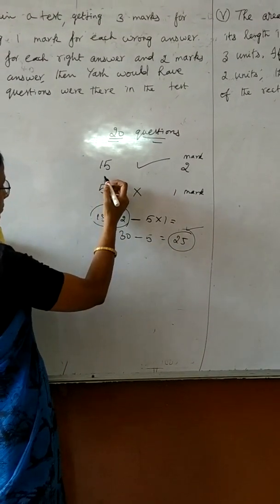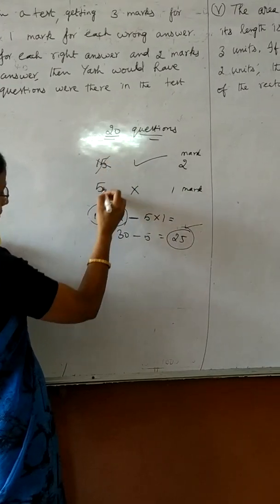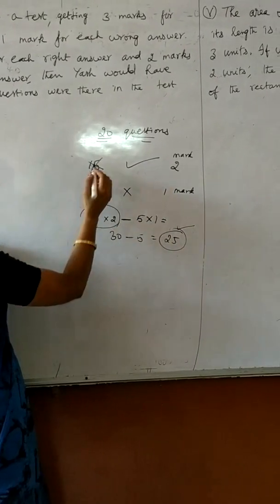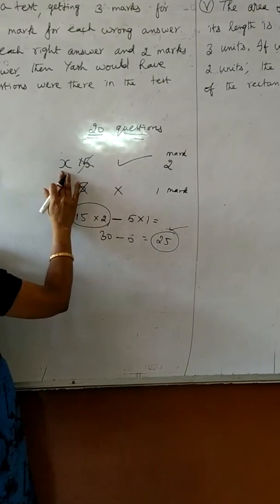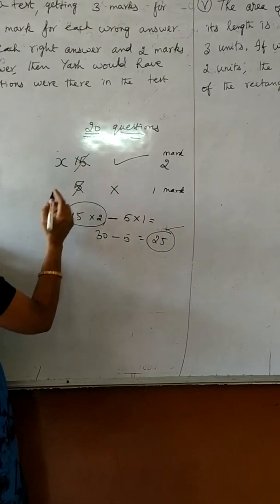But here, this is not given, this is also not given. So this I am going to take as x. So what is x? X is the number of correct answers. And what is y?